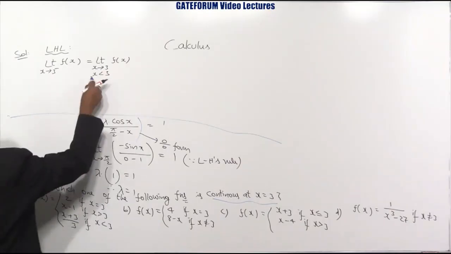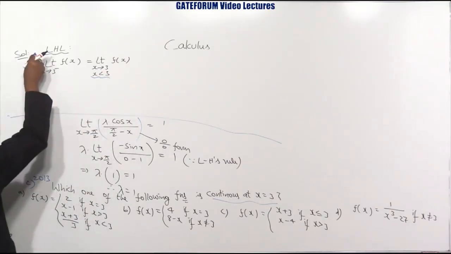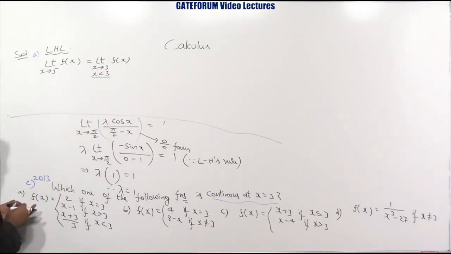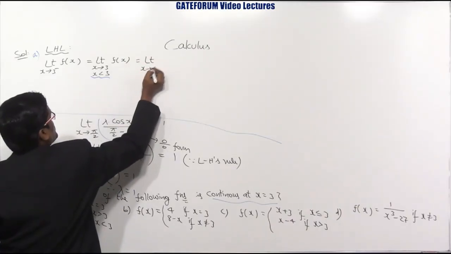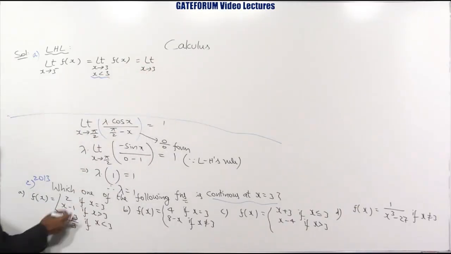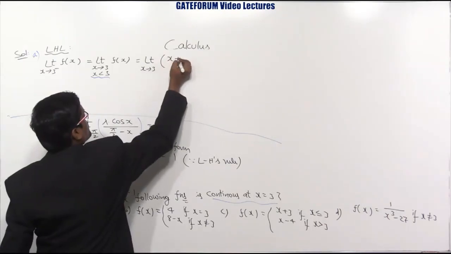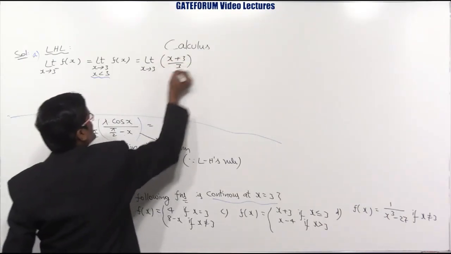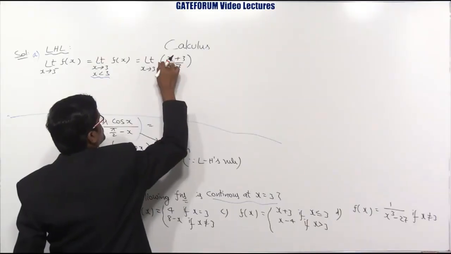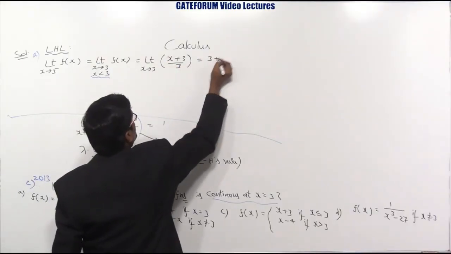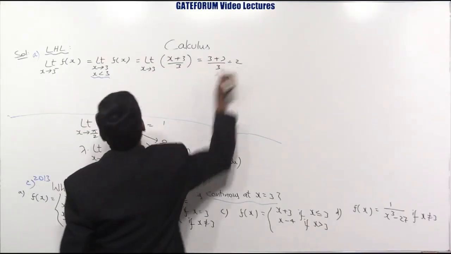When x less than 3, what is f of x? We have to prove option-wise. So limit x tends to 3. When x less than 3, what is f of x? x plus 3 by 3. Now this is not a standard limit. Then when x tends to 3, in the problematic approach put x equal to 3. So 3 plus 3 by 3, that is 2.